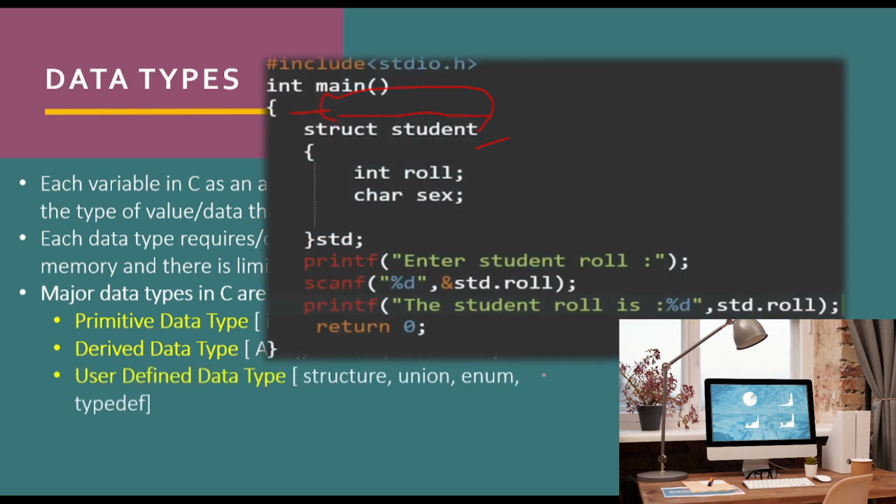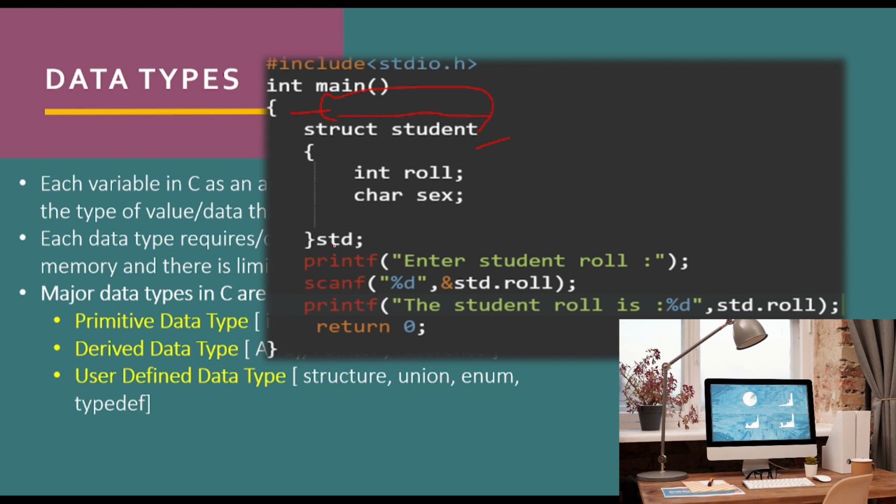And the third is user defined data type. We can combine the basic data types to create our own. You see in this example that student is a type of struct that I am going to create, which contains role and sex. Role is of integer type, sex is of character type. So what I'm trying to do here is create a new data type of type student. So std is a variable of type student, and I can access std.role, std.sex, like that.